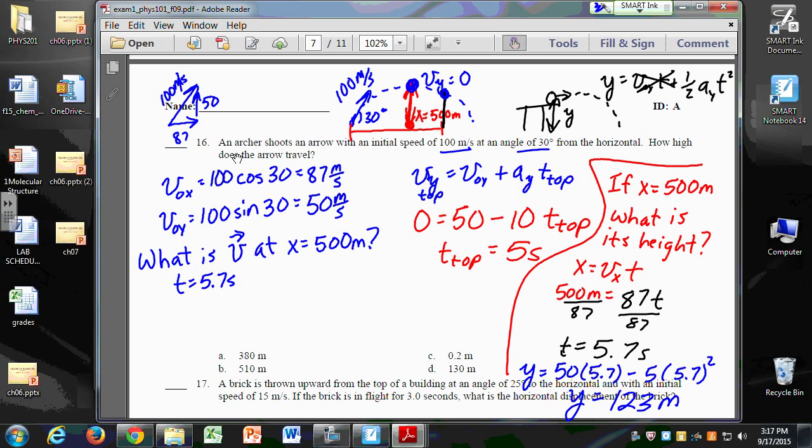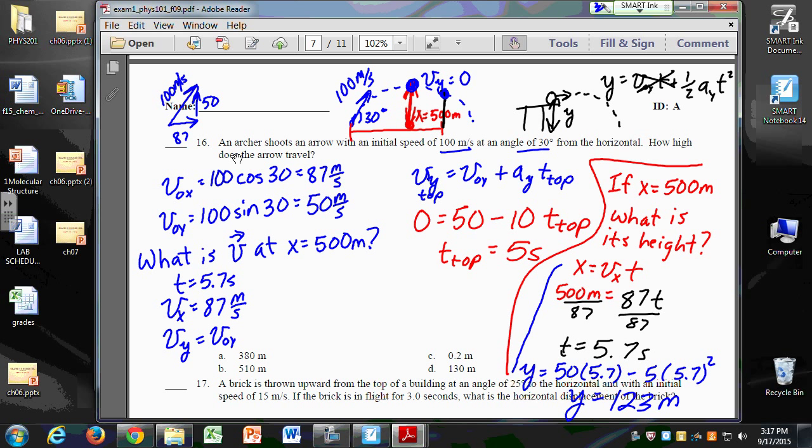Because that's what I found over here. And by the way, this wouldn't be all one problem. I'm sort of showing you 3 or 4 different problems, so you wouldn't have to do all these steps for one problem. We know that t is equal to 5.7 seconds. I know that Vx is equal to 87 meters per second. That doesn't change, but Vy does change.